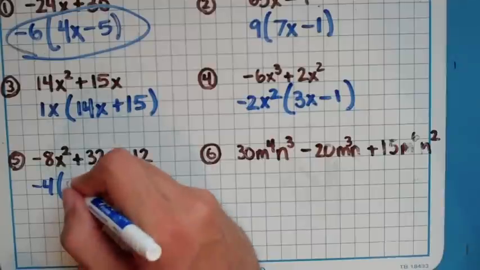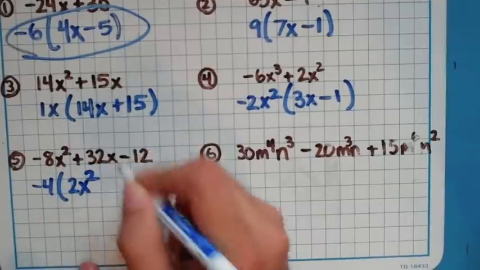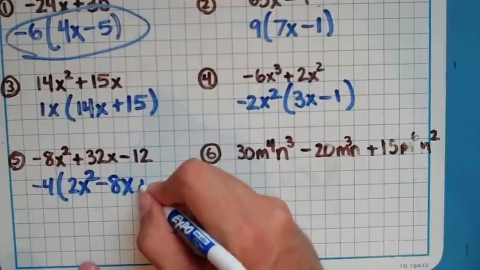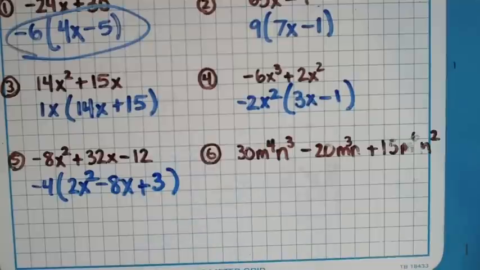So this guy divided by negative 4 is going to be 2x squared. This guy will be minus 8x. Followed by a plus 3. And again, if you're not sure if you did it right, distribute it back in and make sure you get the right answer.